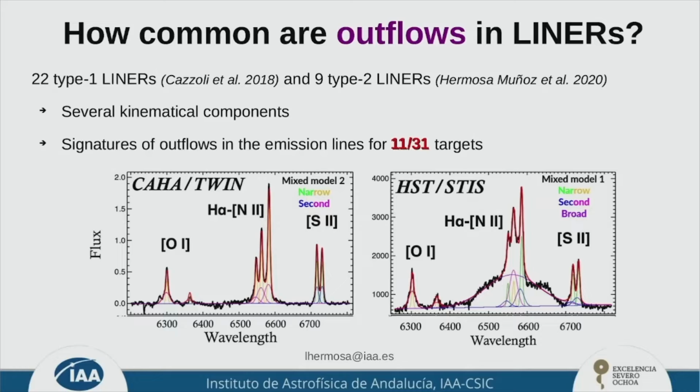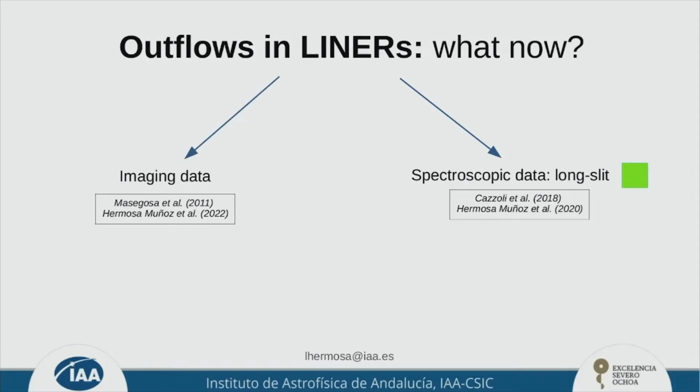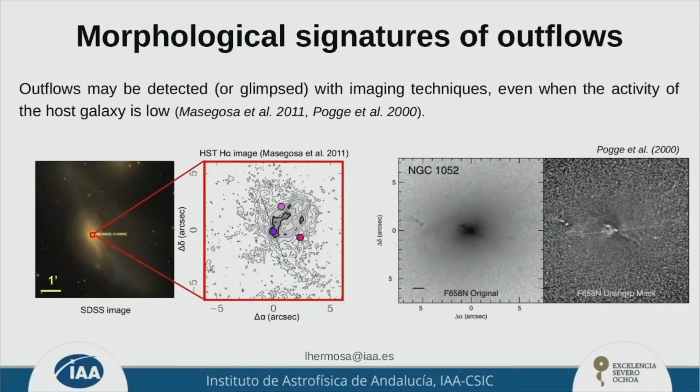But okay, we now have some sort of an idea of which percentage we are looking at, but still we have really few targets. So what we decided to do was to go for a more systematic work and try to actually put more constraints on how common outflows are in LINERs. So we went for imaging data, and for that we used the NOT telescope. So, okay, it's true that outflows are better characterized and detected with kinematic information, but they can also be at least glimpsed only by imaging the targets.